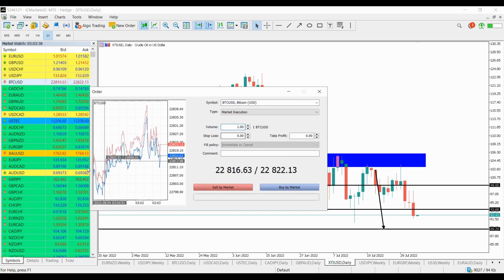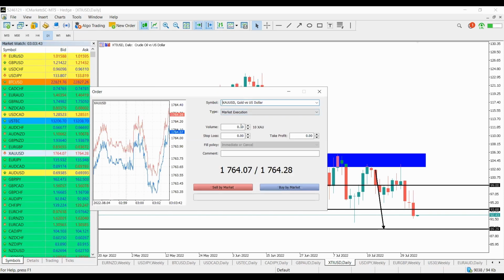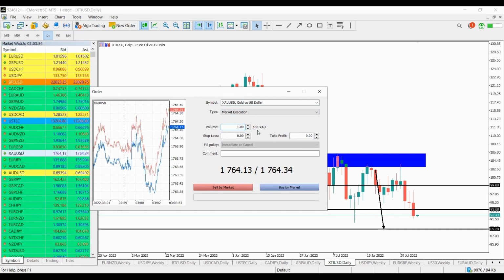Are you getting it? Let's go to gold. Let's check gold, right? Now, let's put also one lot of gold on the broker I'm using. Now, one lot is equivalent to 100 XAU. In this case, it's XAU/USD, which XAU is the base. So in this case, our units are 100. Are you seeing that they're not the same?